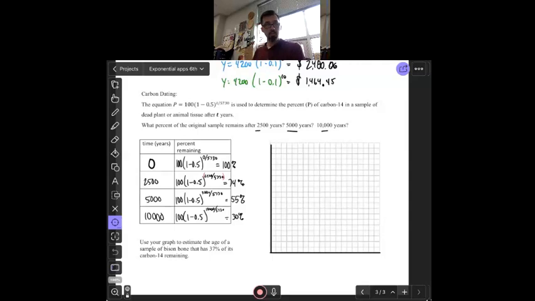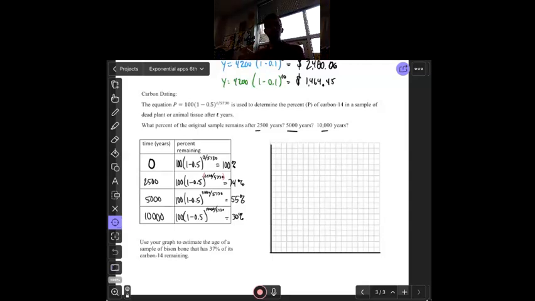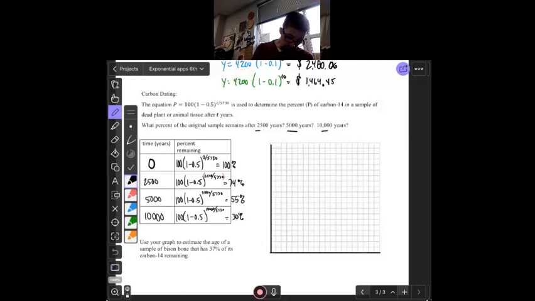Carbon changes because time changes, right? So that means the carbon depends on the time. That means that's the dependent variable, which means it's the y variable. Okay. So I'm going to put percent remaining on the y-axis. Make sure you give yourself some space because you're going to have to write some numbers there. All right, so our y-axis is our percent remaining.